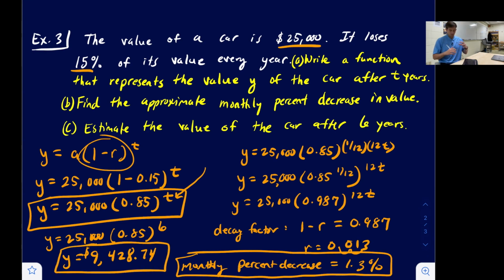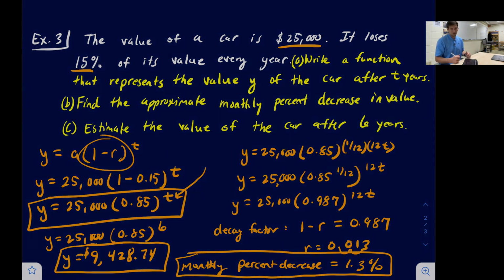So you can see we started at 25,000, only 6 years later, we're less than $10,000 in value. So that's definitely an example of exponential decay, and we call that in real life depreciation, all right? So there's a little bit about compound interest.